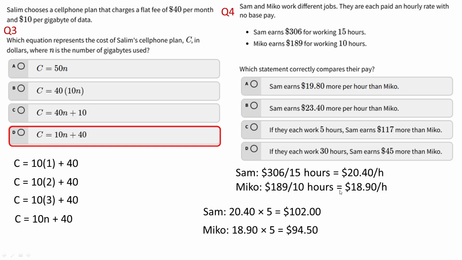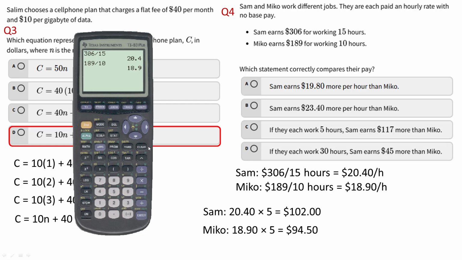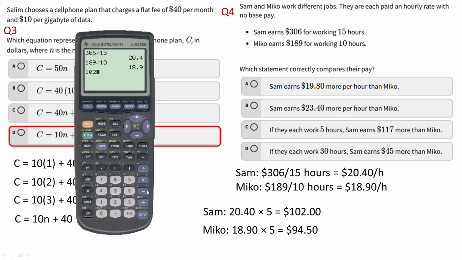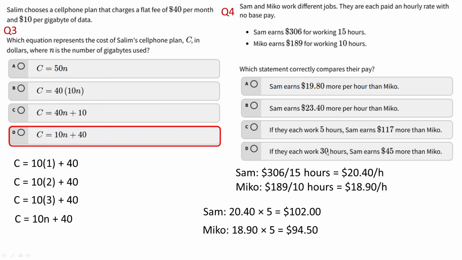Okay, is it 117 more? Certainly not. In fact, 102 minus 94.5 is only $7.50 more. Whoops, I forgot my 0.5, it'd be 750 more. Okay, so D's got to be the right answer.